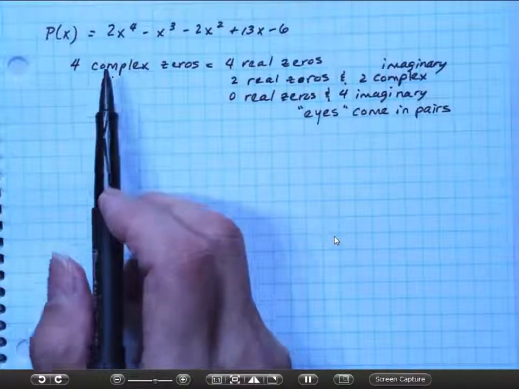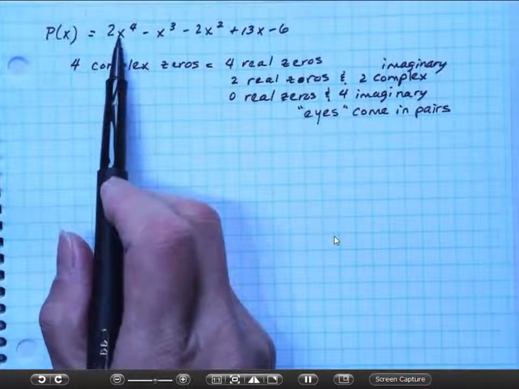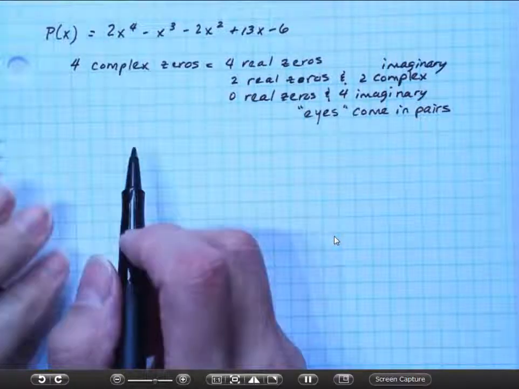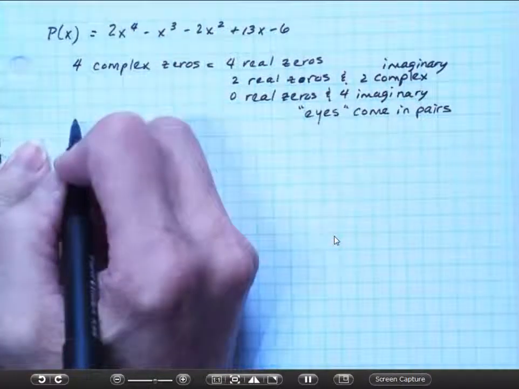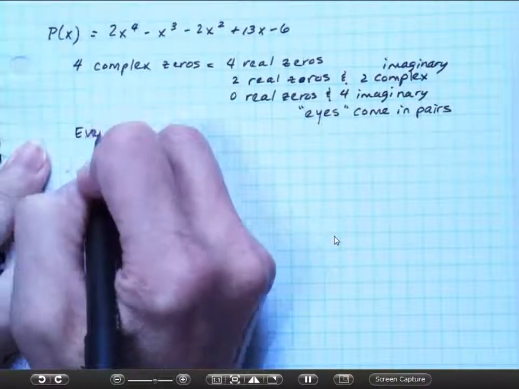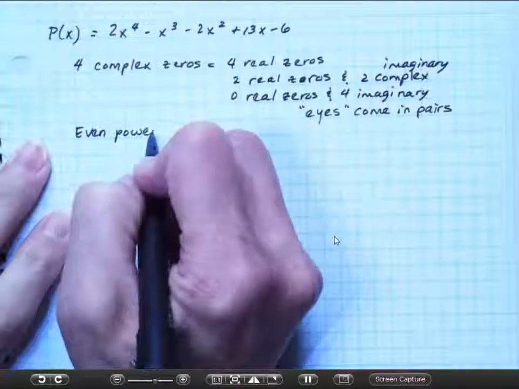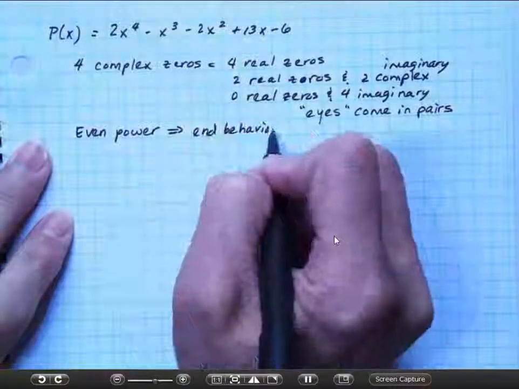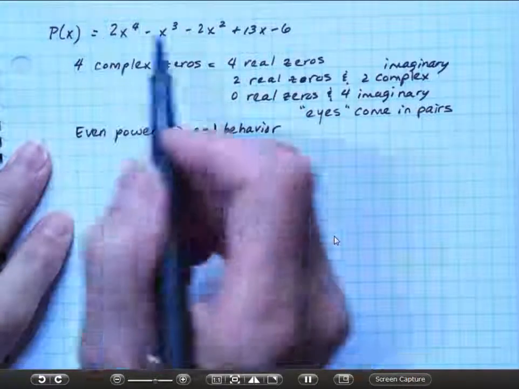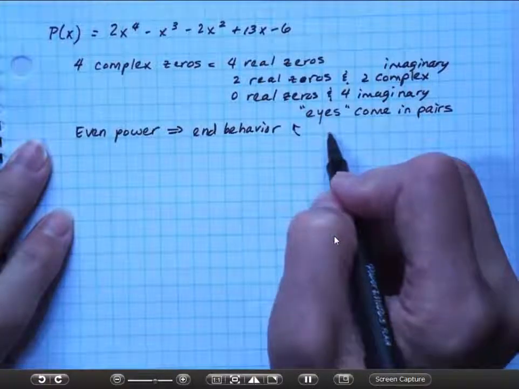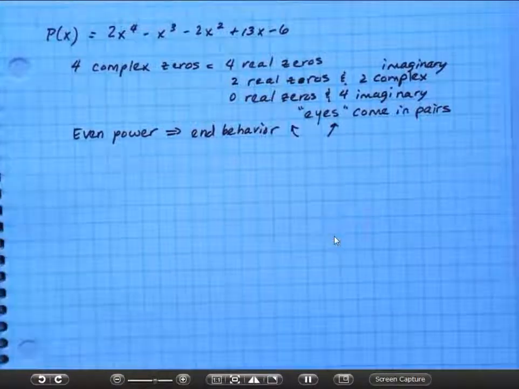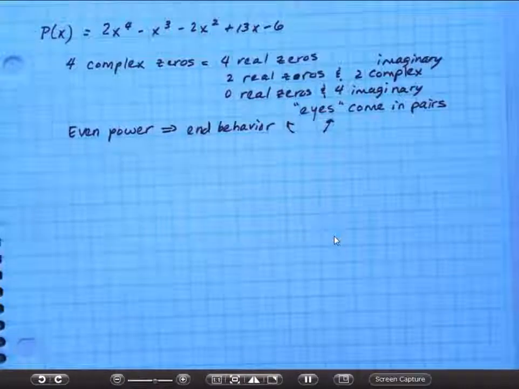The second thing I'm going to look at is the fact that this is a fourth degree. That means it's an even power. So an even power means that my end behavior, since it's a positive even power, is going to be both up at the end. Just some very interesting things that we should know about our graph.